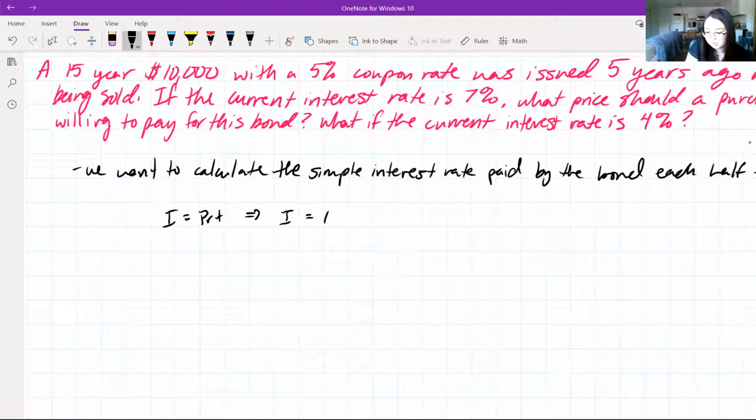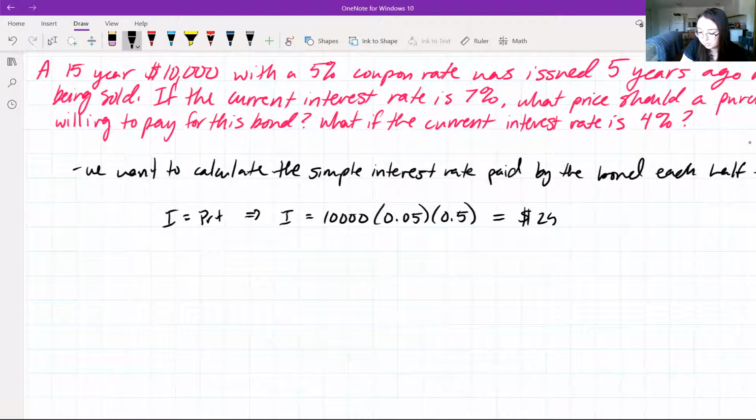I is equal to 10,000 times 5% times half a year, 1/2, so 0.5. And when we calculate this value, we should get $250. This is the interest that we're making on our bond every half year.